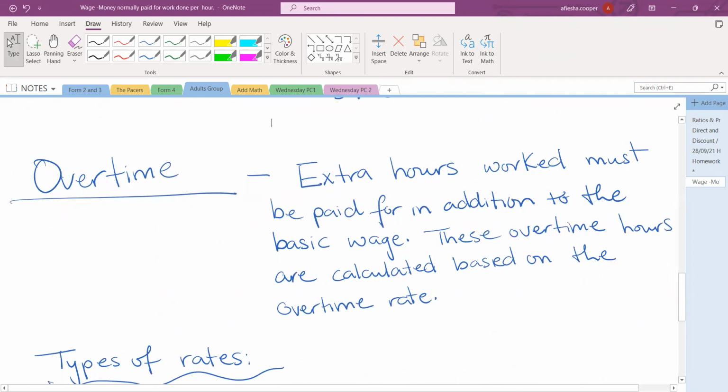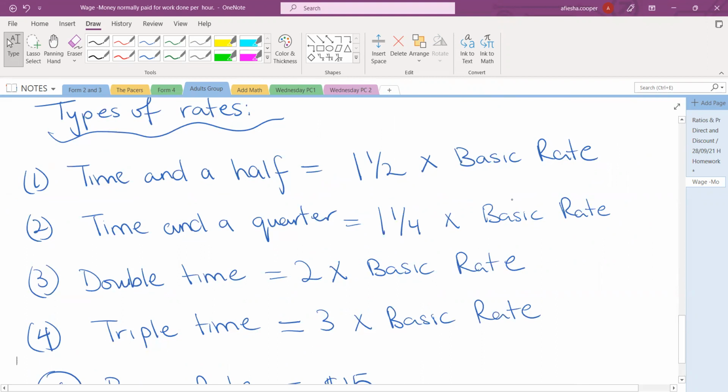Overtime is where you work beyond your expected hours per week. And when you work beyond those hours, you have to be paid an additional rate, right? So the types of rates we have generally are time and a half, time and a quarter, double time, and triple time, based on the day, based on if it's a holiday, based on how many hours, etc.